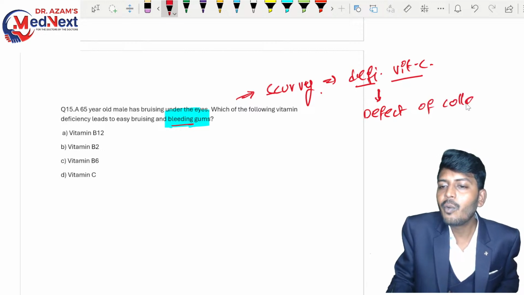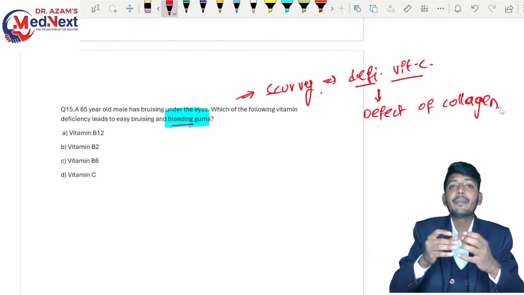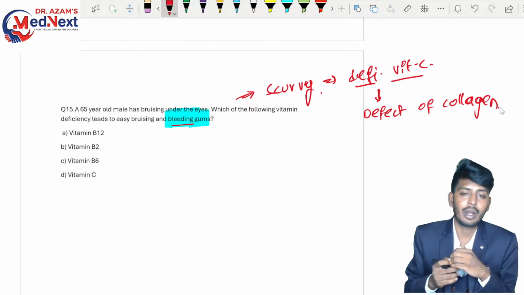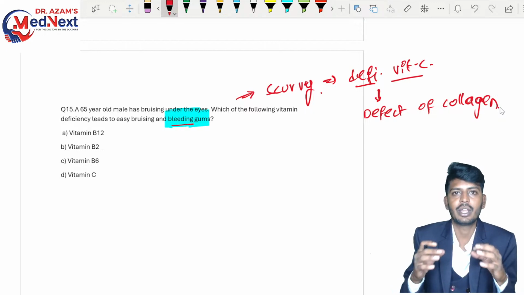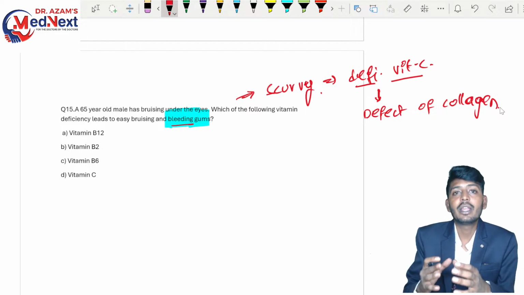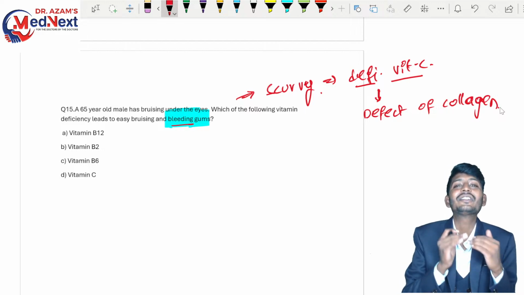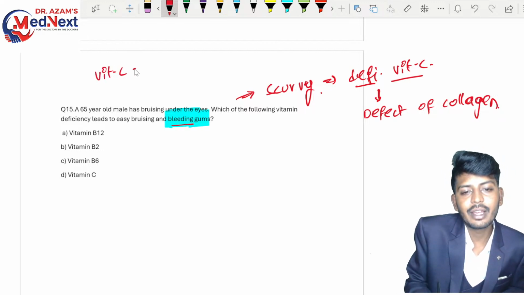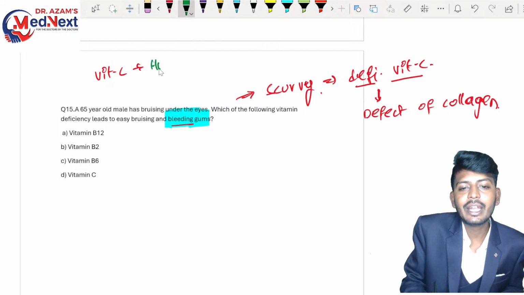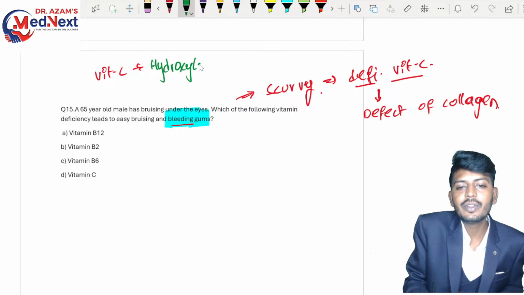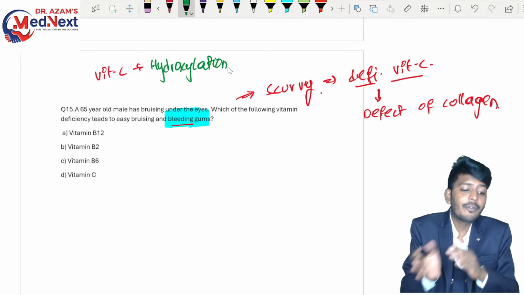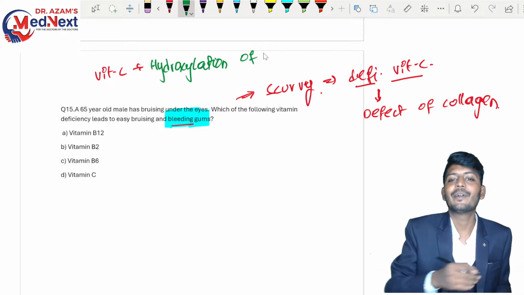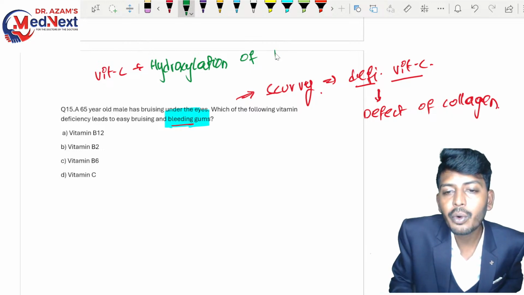Sir, why a defect of collagen? Because collagen is a protein, a structural protein. This structural protein requires post translational modification. So what does vitamin C actually do in normal collagen? It causes hydroxylation. What is that? Hydroxylation of two amino acids after collagen formation: hydroxylation of proline and lysine.